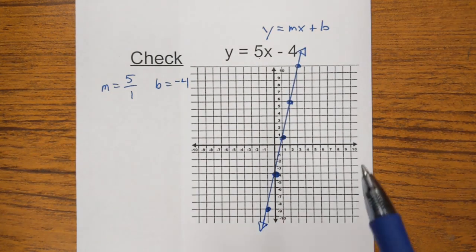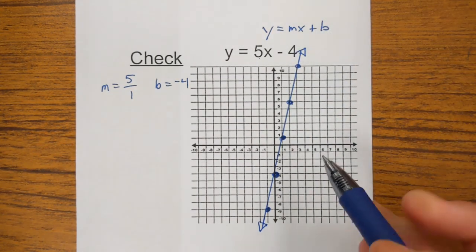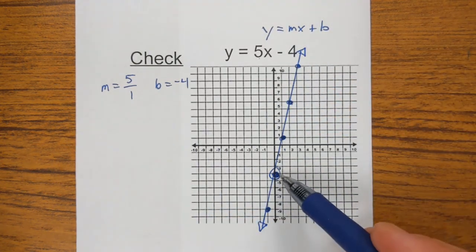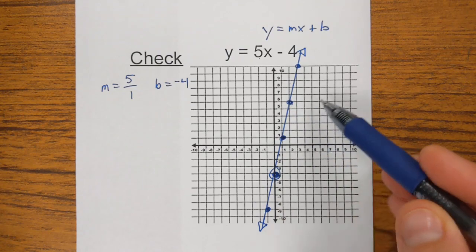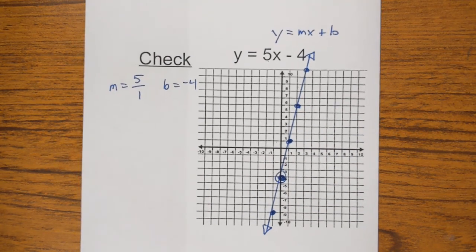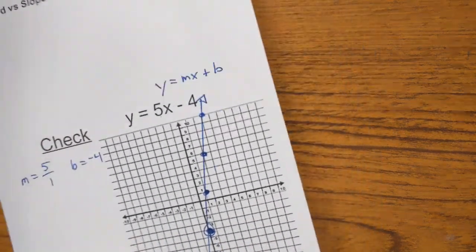And here's your solution to that problem. You'll notice this line starts at -4 on the y-axis and then follows a pattern of up 5, right 1, up 5, right 1. You could also reverse it and take it down 5, left 1. Now let's try another check problem.